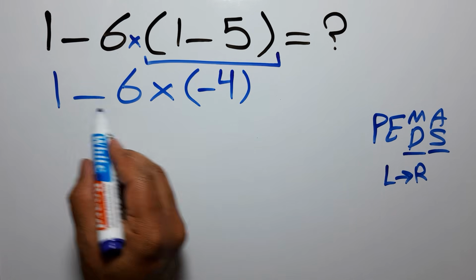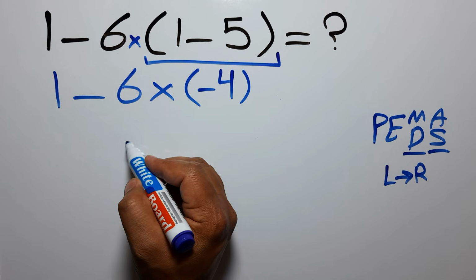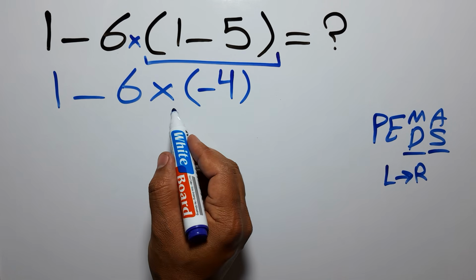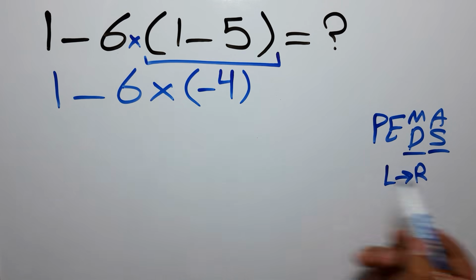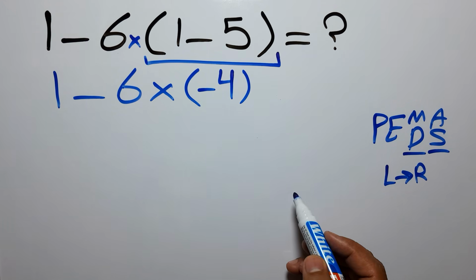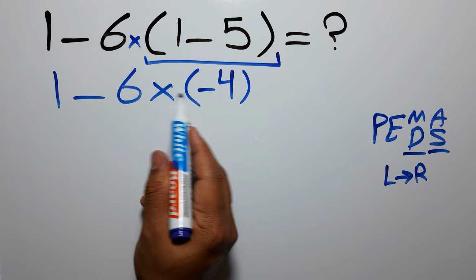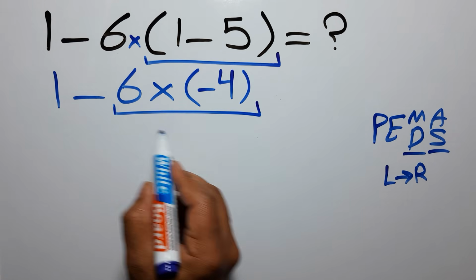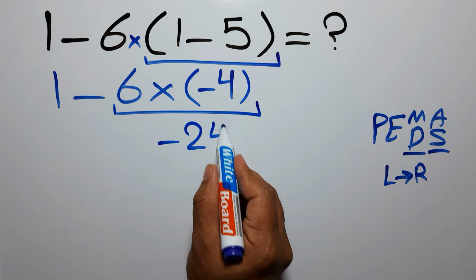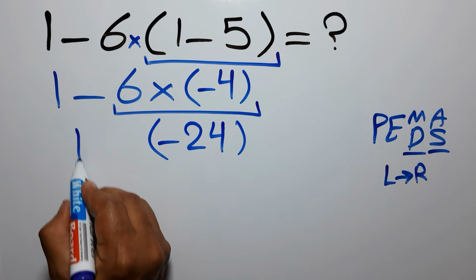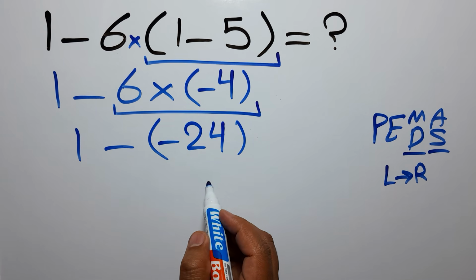Now in this expression we have one subtraction and one multiplication. According to the PEMDAS, multiplication has higher priority than subtraction, because multiplication comes before subtraction. So here first we have to do this multiplication. 6 times negative 4 gives us negative 24. So we have 1 minus negative 24.